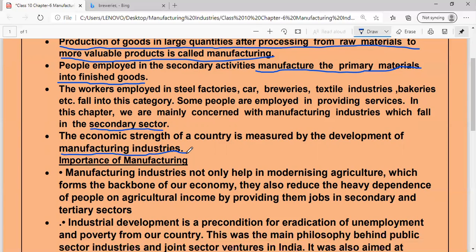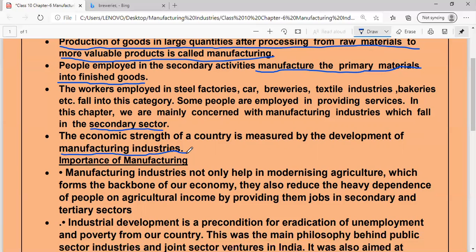So if only agriculture exists, then value addition is not possible. The things which are produced in primary sector do not have high value. So once you are converting it into high value, then it can be sold in market at a higher price. When it is sold at higher price, people should have sufficient income to buy. If people need income, then they should be employed in industries. They should get the job. So in that way, the economic strength, economic prosperity of a country is measured by the development of manufacturing industries. So that is the importance.